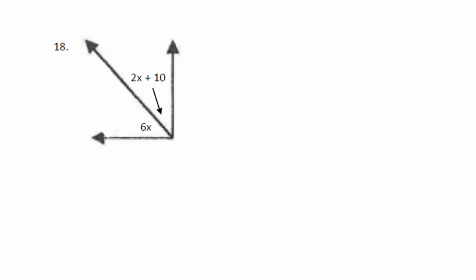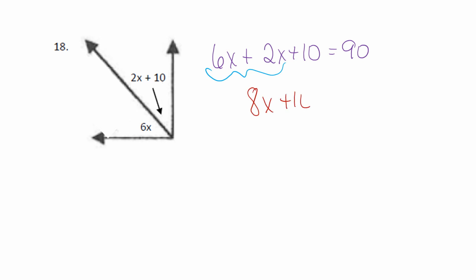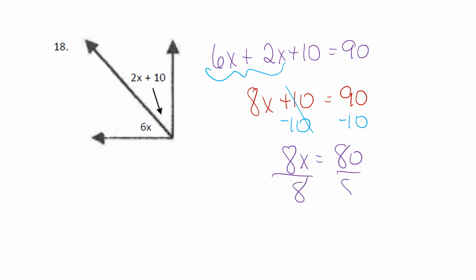Number 18. The angle we're given is a 90-degree angle, so we're going to take their two measurements we have on the inside and add those together. So 6x plus 2x plus 10, and those angles should equal 90 degrees. We want to combine our like terms. So 6x plus 2x would be 8x plus 10 equals 90. Subtract 10 on both sides of the equal sign to solve that two-step equation, leaving me with 8x equals 80. And then finally dividing by 8 on both sides to find out that x equals 10.